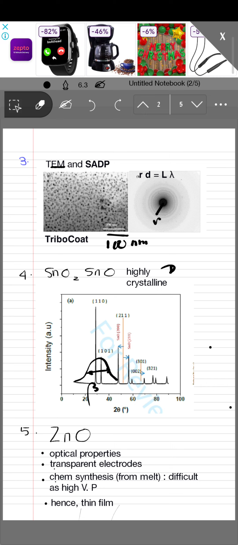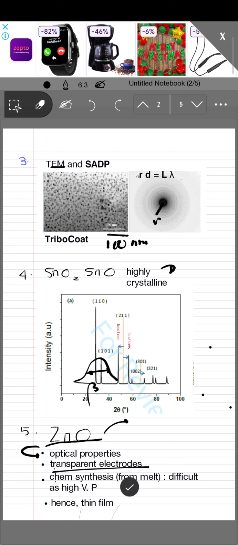So in this lecture, let us talk about an important material called zinc oxide. The reason it is being discussed is that it is probably the material having the highest number of nanostructure options. It can be a sheet, a wire, a belt, or a dot. Zinc oxide has very good optical properties. It is used in transport electrodes, and chemical synthesis of zinc oxide is a little bit difficult because of its high vapor pressure.